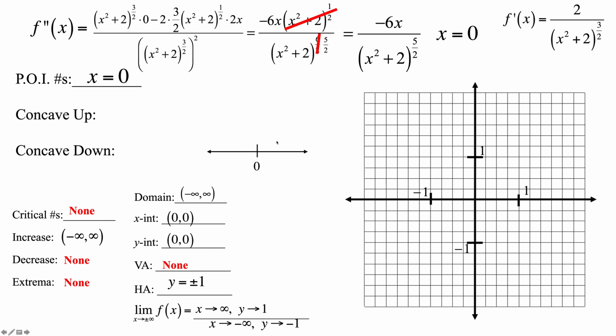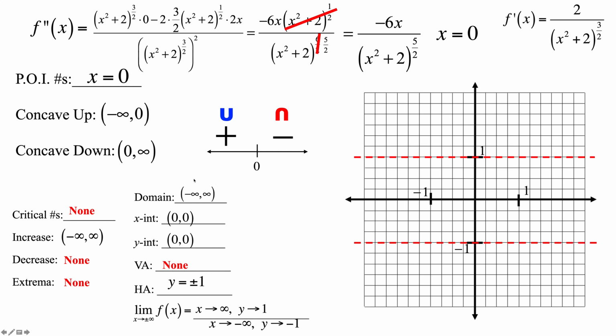So I draw my number line, there's the 0. Oops, negative 6x divided by positive x squared plus 2 to the 5 halves. So this is a negative, and this is going to alternate to a positive, so we're concave up on the left, down on the right. So negative infinity to 0, 0 to infinity.